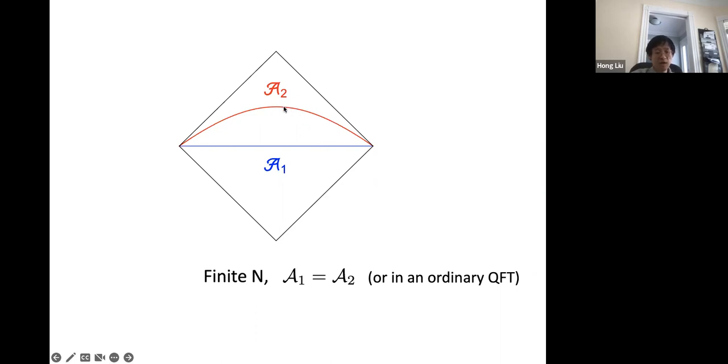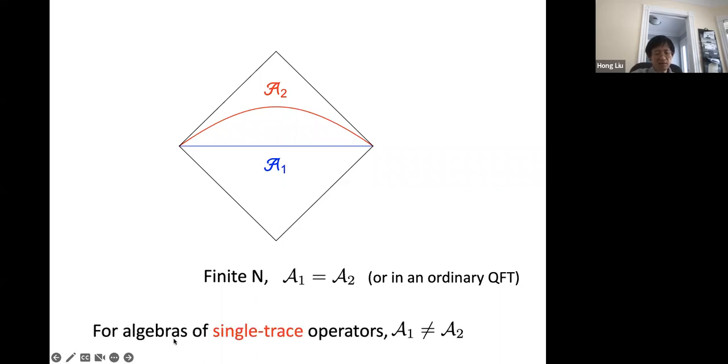Any operator here, you can just go to its past light cone and then express it in terms of operators in A1, and vice versa. So physically, these two operator algebras are completely equivalent. They're identical; they can be expressed in terms of each other. But at infinite N, for the algebra of single trace operators, you can no longer express them in terms of each other. Because at finite N, a single trace operator in A2 can be expressed in terms of the operators in A1.